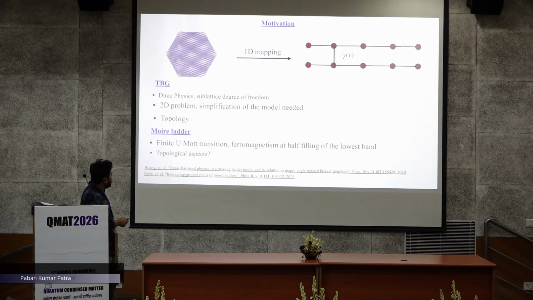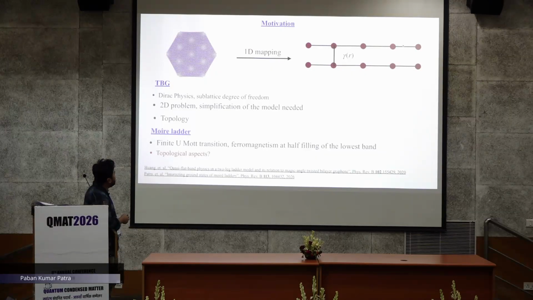So this model has been studied recently also, and two main non-trivial results were found: there is a finite temperature transition, unlike the 1D Hubbard model, and ferromagnetism at half filling of the lowest band. This has been done in these two works, but for this talk I am going to focus on the ongoing work, which is basically the topological aspects of the Moiré ladder.